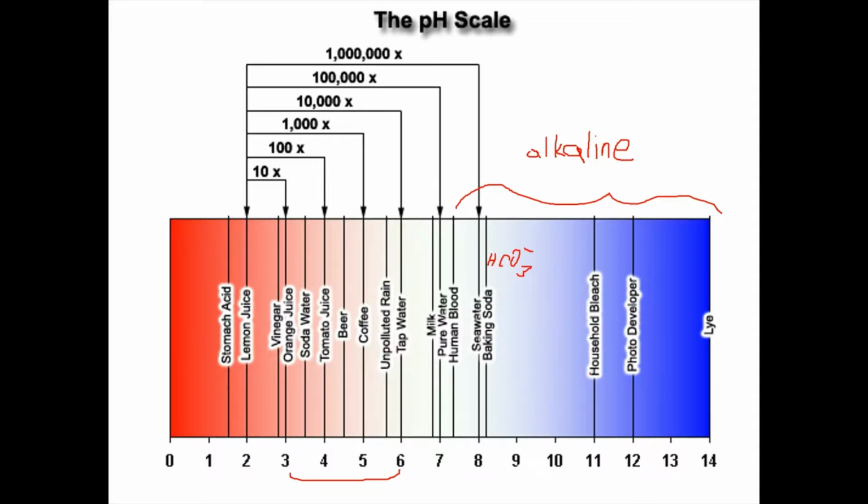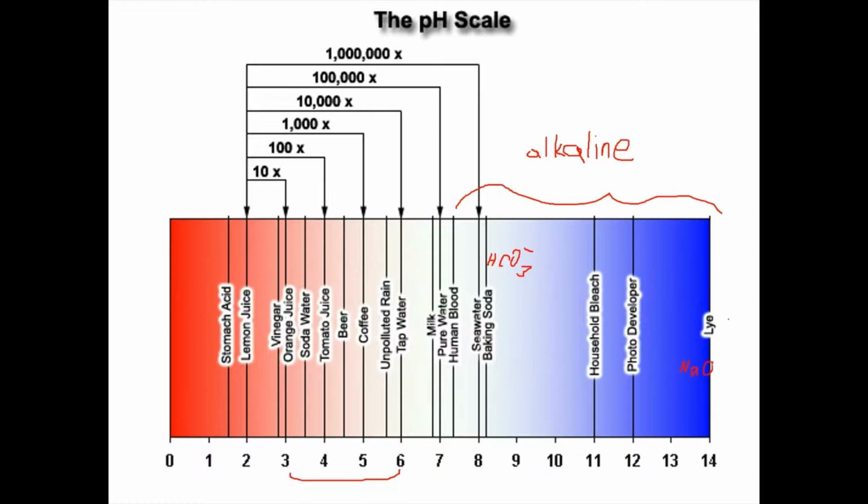Bleach, Clorox, is about a pH of 11. That's pretty basic. Same with ammonia. People use ammonia cleaners. It's about a pH of 11. Photo developer, you guys don't use it anymore because we don't develop photos anymore. pH of 12. Lye right here is actually sodium hydroxide, NaOH.